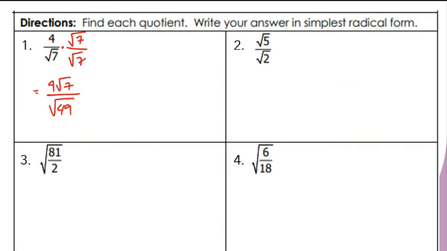So simplifying, you will be leading to 4 square root of 7. Square root of 49 is simply 7. So you will be having 4 square root of 7 over 7.